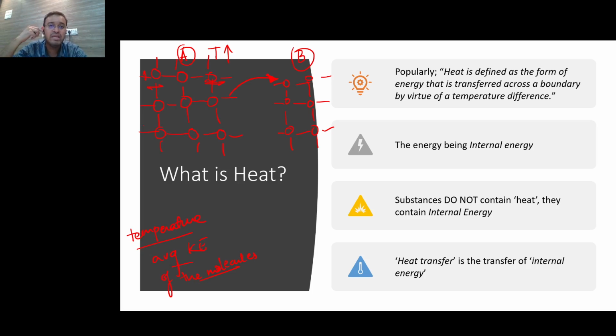All right. So please understand that heat is not a physical entity. There's nothing actually you have to transfer. Heat is nothing but the transfer of internal energy by virtue of temperature difference.